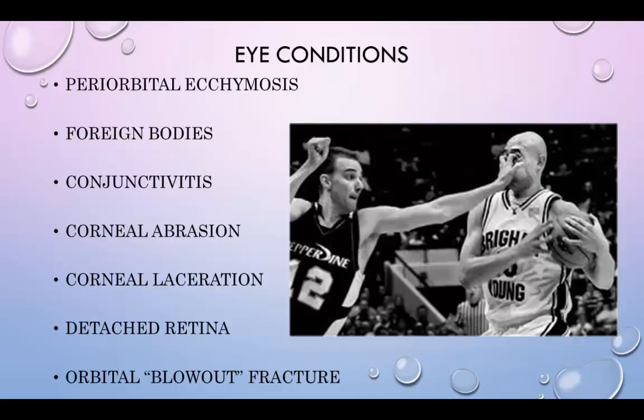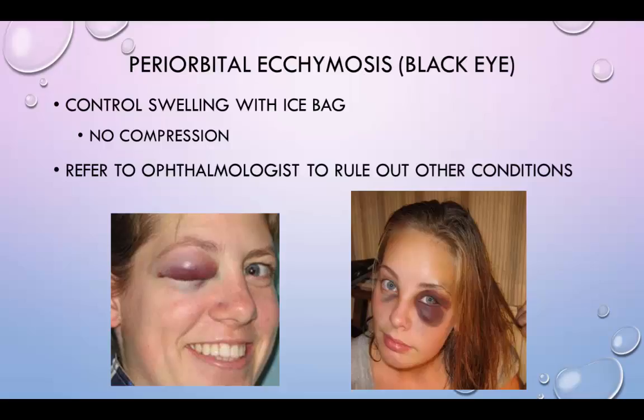Eye conditions include periorbital ecchymosis, foreign bodies, conjunctivitis, corneal abrasions, corneal lacerations, detached retina, and orbital blowout fractures. A periorbital ecchymosis is a common black eye. In most cases, there aren't a lot of treatments that need to be performed, and they don't turn into serious conditions. We need to control swelling with an ice bag without compression to the eye. Refer to an ophthalmologist to rule out other conditions.